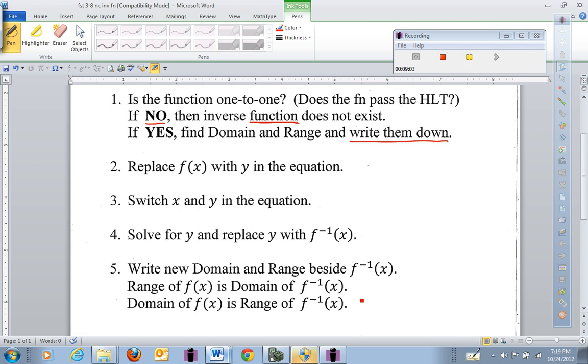If you need to pause this video right now, you can, so that you can finish writing all these steps down. But these are the 5 steps that we're going to follow over and over and over again for all the different kinds of functions that we're going to do.